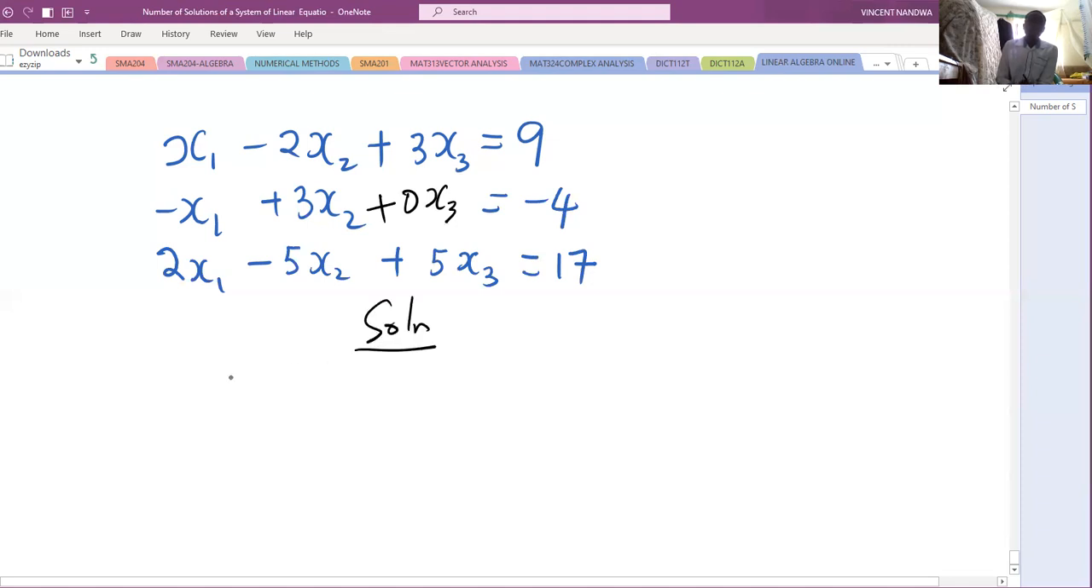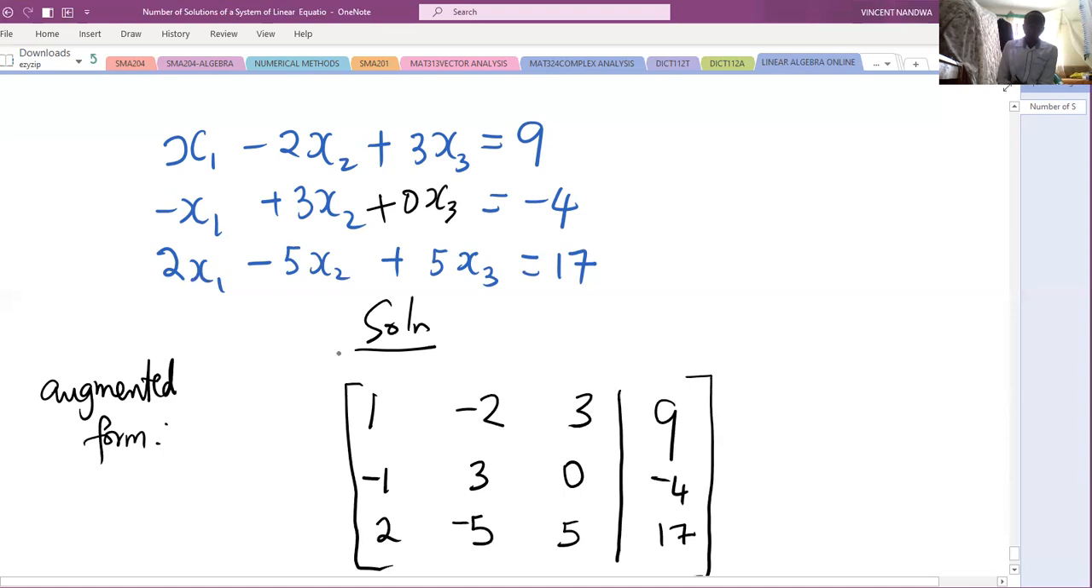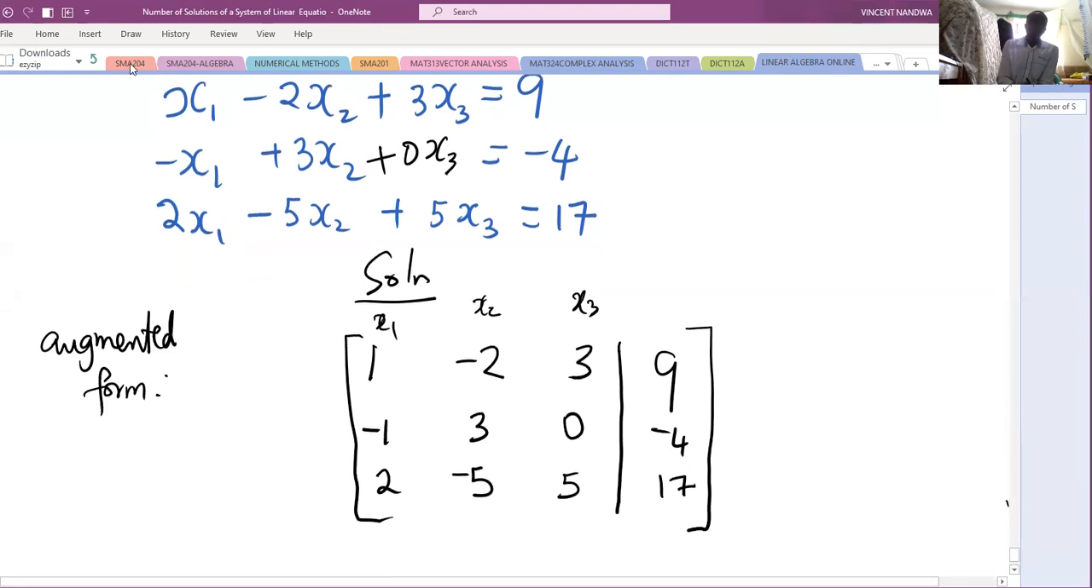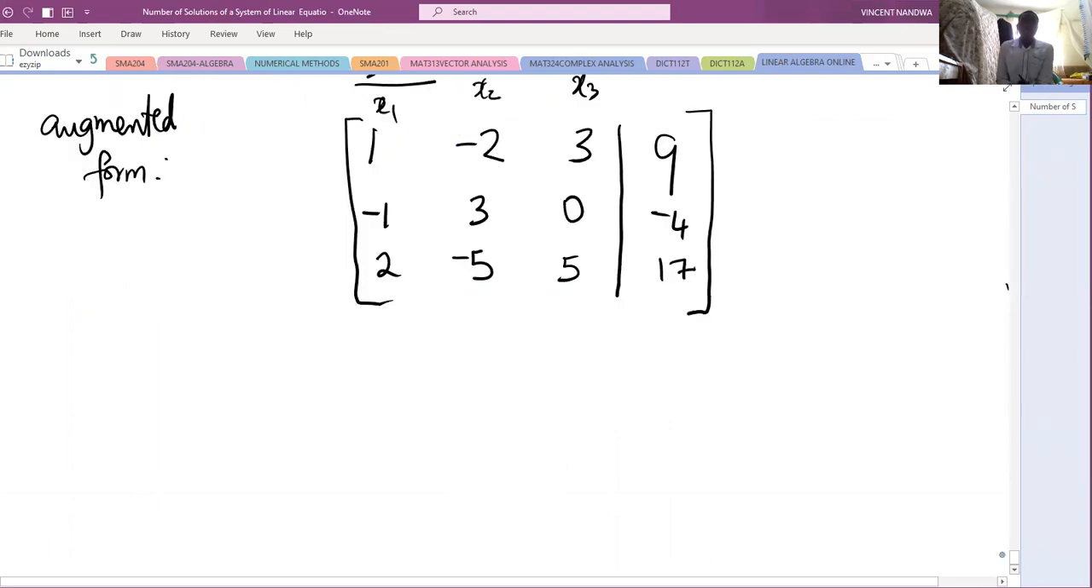So solution, the augmented form is given by 1, minus 2, 3, minus 1, 3, 0, 2, minus 5, 5, and then 9, minus 4, 17. So this is the augmented form of the matrix. And remember, this column corresponds to x1, this one corresponds to x2, this one corresponds to x3. So after arranging in augmented form, this is where we now start to do our row operations. So next step, row operations.